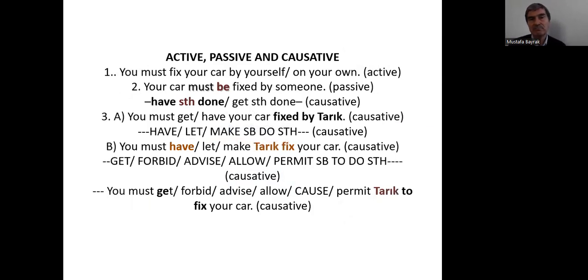Now, at the end of this level 2, we are going to study all the passive voice and causatives just after the passive voice, causative structures in English. But with one page, let's take a look at the three of them: active, passive, and causative structures. Number 1, you must fix your car by yourself or on your own. This is active, there is no doubt. You know this, okay? You must fix your car by yourself.